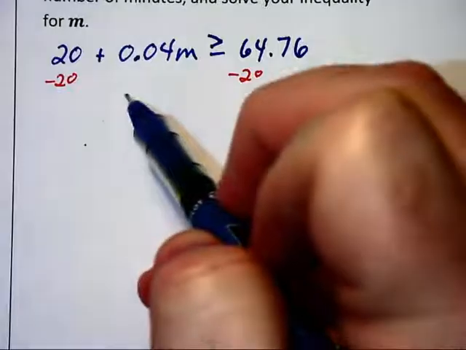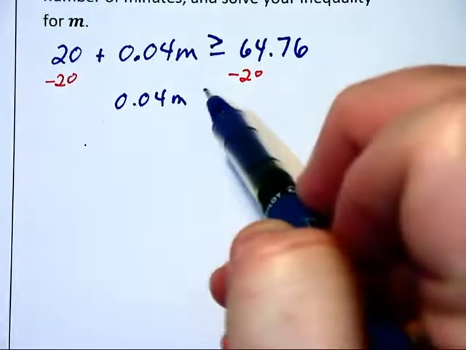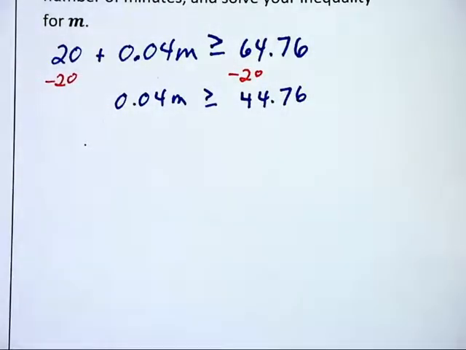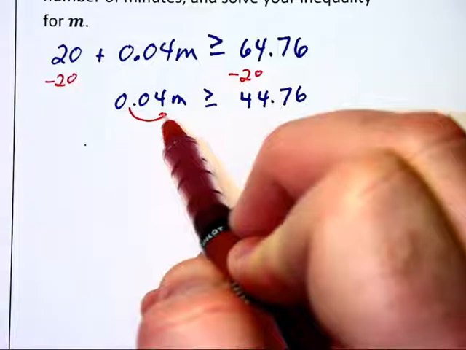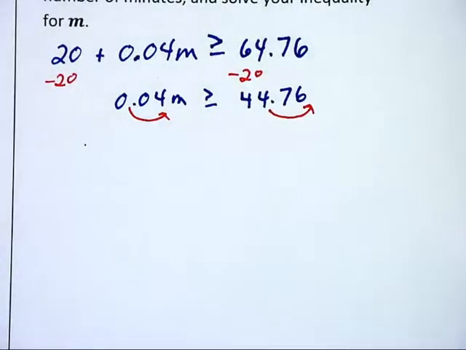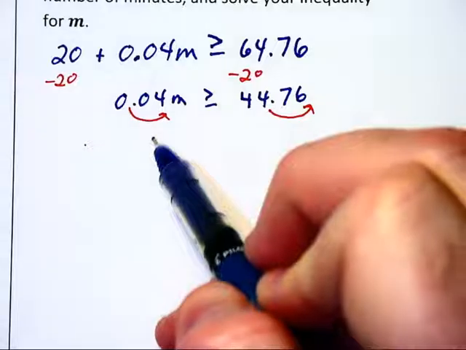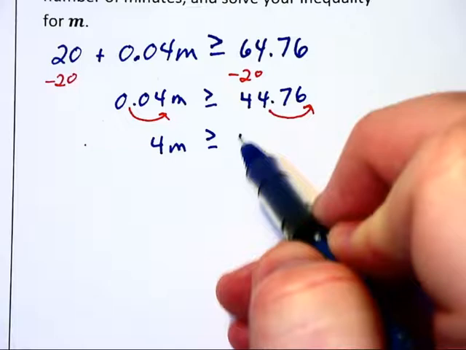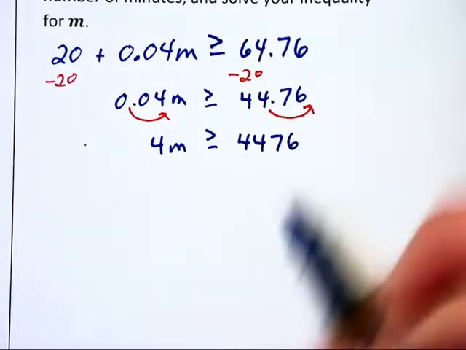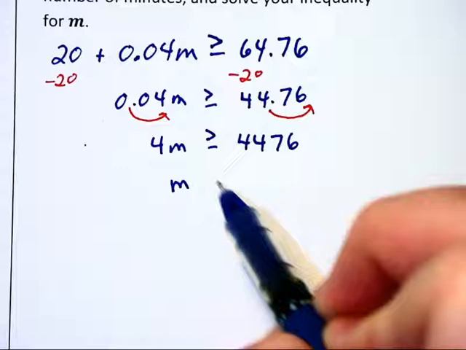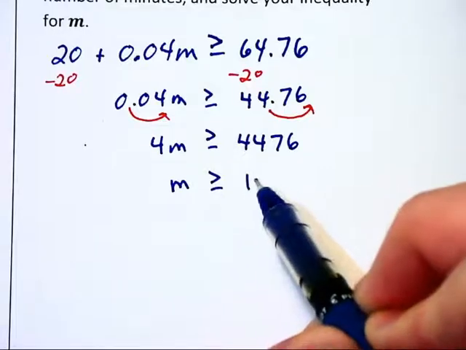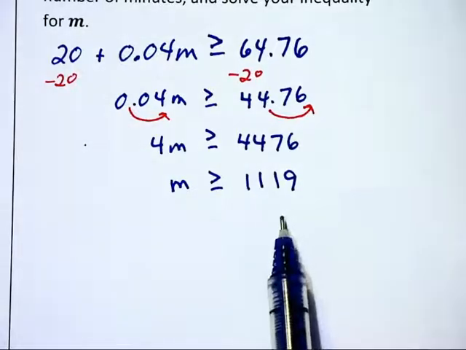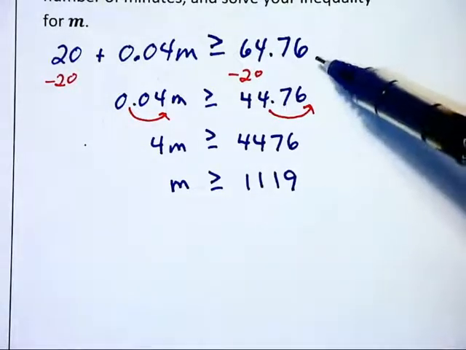We will have 0.04m greater than or equal to 44.76. Personally, at this point, I'm going to choose to multiply through by 100 to move the decimal to the right 2 places. Because I'm multiplying by a positive 100, the inequality stays a greater than or equal to symbol. And then dividing each side by 0.04, I now have m is greater than or equal to 1,119. She can use 1,119 minutes per month to be at that monthly bill or above.